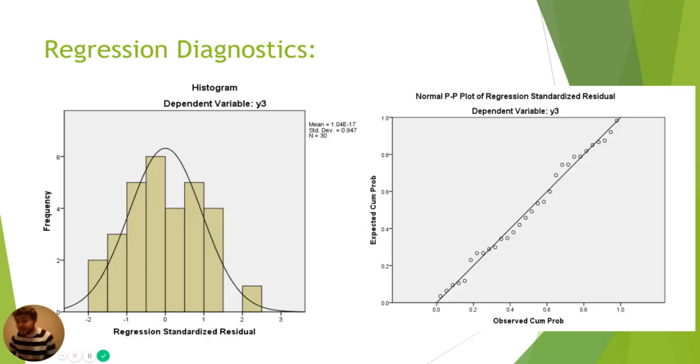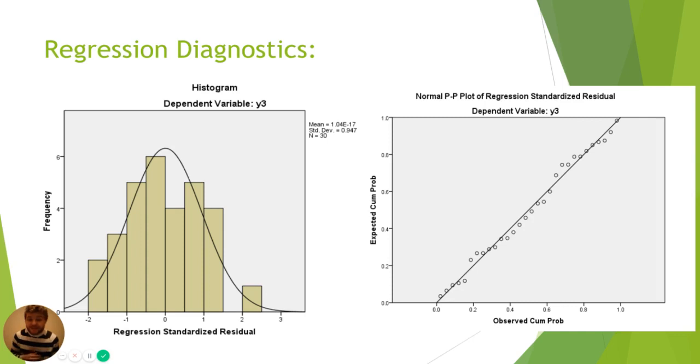Next, I ran further regression diagnostics to test more assumptions. First, the assumption in regression that residuals are normally distributed. So I used a histogram of standardized residuals, and as you can see, there's a normal curve over this histogram supporting the assumption that, in fact, we do have normally distributed residuals.